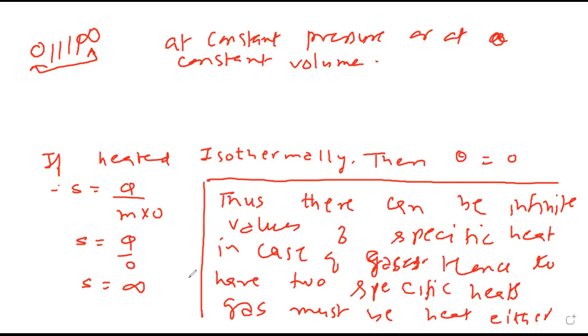Okay, you followed this meaning? Yes, sir. See, there were four possibilities. Adiabatic zero, isothermal infinity. Now only two remain, either constant pressure or constant volume. If we leave these two, infinite values will come. So write further. If heated isothermally, then theta is zero.